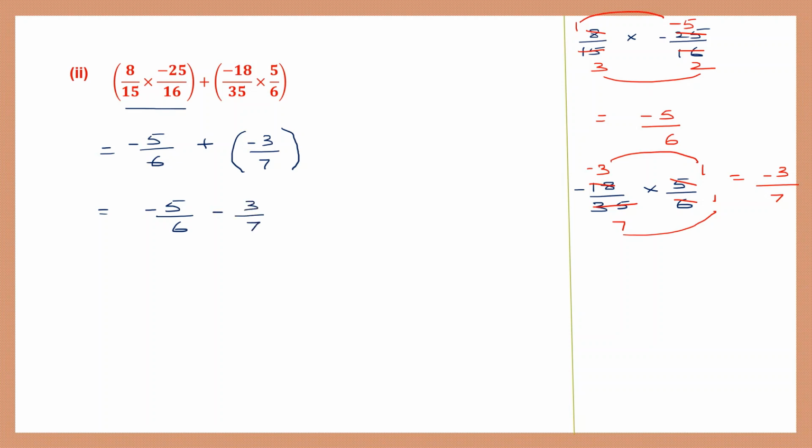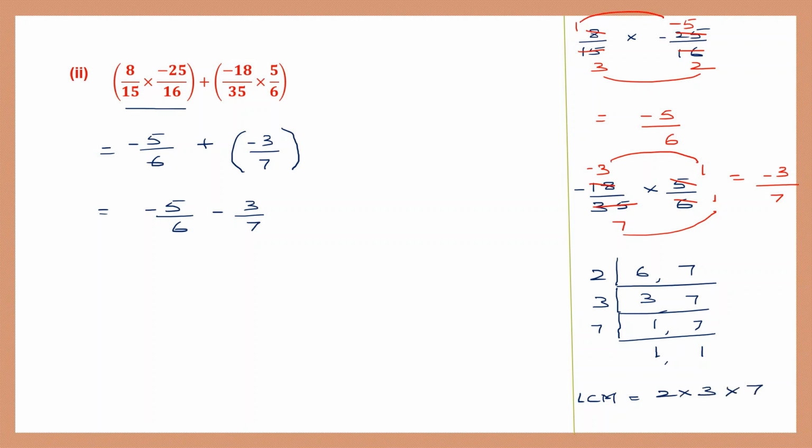Now 6 and 7 are unlike denominators. Let's make them equal. So find the LCM of 6 and 7. Use 2. 2 threes are 6. 7. Now use 3. 3 ones are 3. We bring down 7. Now let's use 7 itself. 1 and 1. So what is the LCM? LCM is 2 into 3 into 7. So this will be 2 threes are 6. 6 sevens are 42. So the LCM is 42.